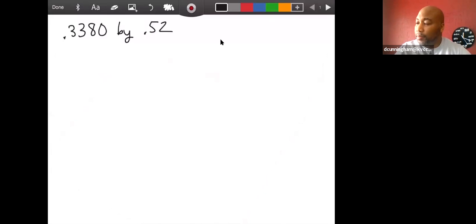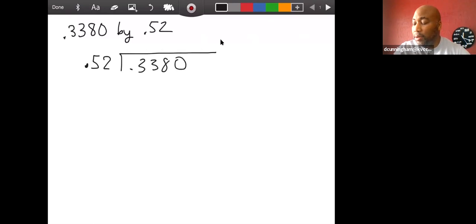So here's our problem. And let's write this as a long division. So how we write this, this would be 0.52, and then our dividend would be 0.3380. Now, again, the first step is we're going to convert this 0.52 or 52 hundredths. We want to convert that to a whole number. So we're going to move this decimal 2 places.